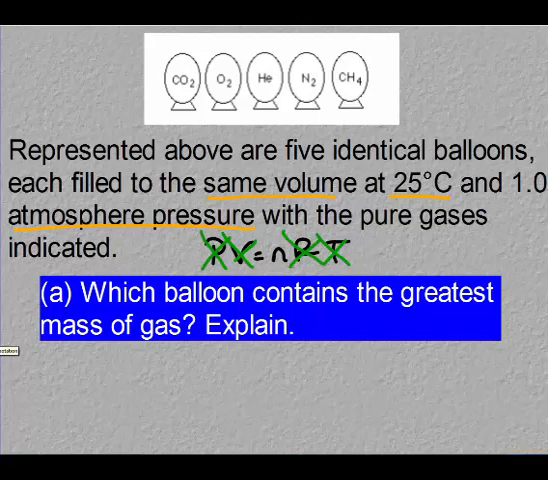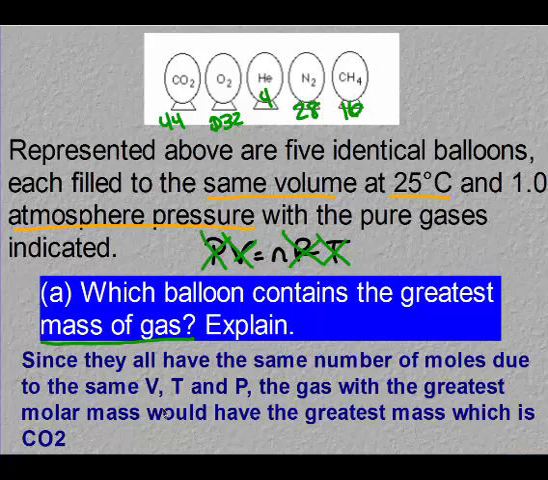Since the moles are the same, and we're looking for the greatest mass, we just need to find the one with the greatest molar mass. So CO2 is roughly 44, oxygen is 32, helium is 4, nitrogen is 28, and methane is 16. Since they all have the same number of moles, due to the same volume, temperature, and pressure, the gas with the greatest molar mass would have the greatest mass, which is CO2. That's the answer that you should have for A to get full credit.